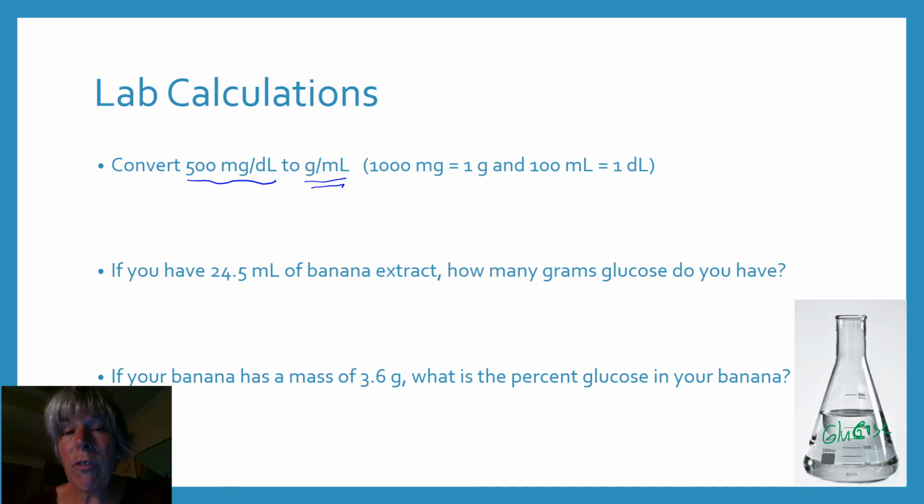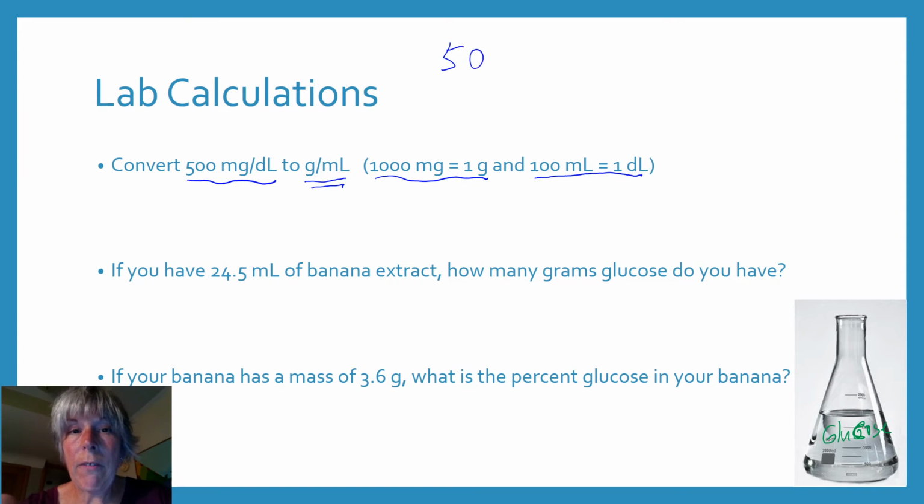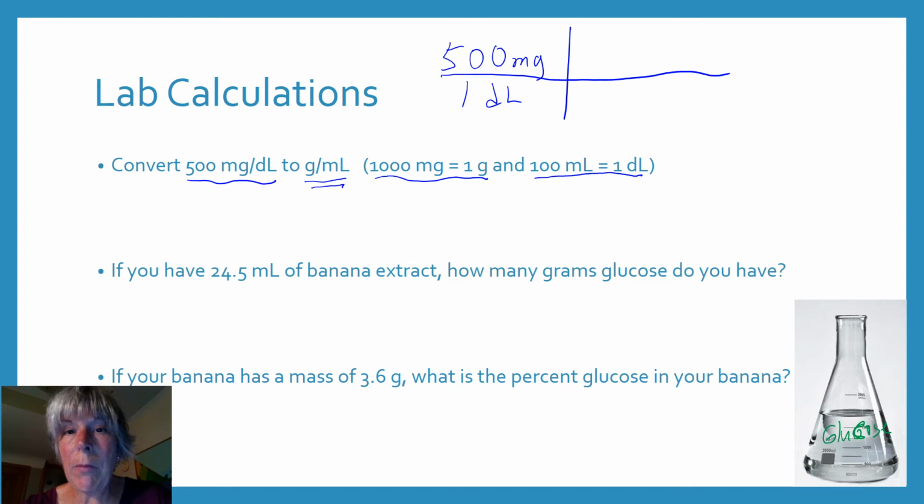Here are some conversion factors that I can use. There's 1,000 milligrams in a gram, and a deciliter is the same as 100 milliliters. So, working the problem, 500 milligrams for each 1 deciliter. Make sure you write it like that, with the milligrams on top and deciliters on the bottom. Remember, when we have fractional units, we don't just put it over 1, we put the numerator on the top and the denominator on the bottom.